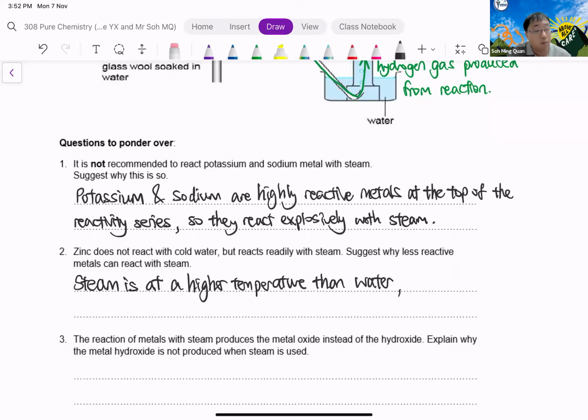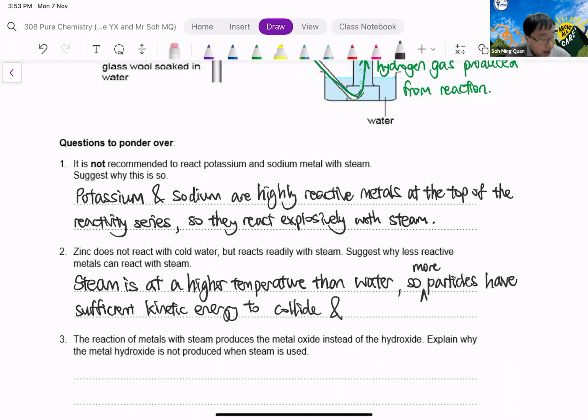Than water. Okay, we mentioned steam must be at least 100 degrees or more. So steam is obviously at a higher temperature. So what happens when you have higher temperature? More particles have sufficient kinetic energy to collide and react. Okay, both in steam as well as in the metal. More particles will have sufficient KE to collide and react.